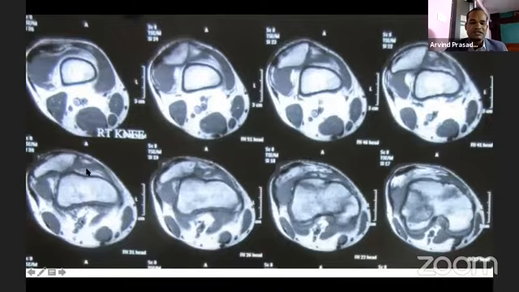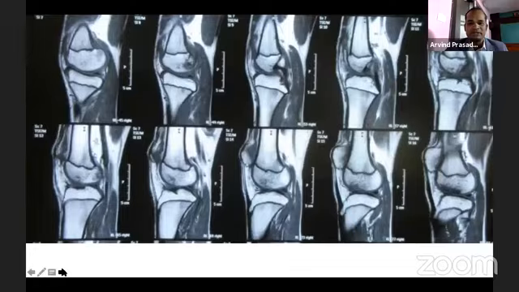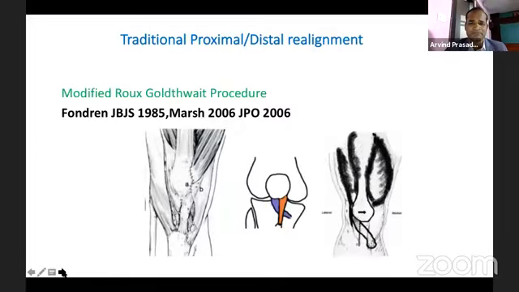Here you can see the torn MPFL with some grade of trochlear dysplasia also, and there was a little bit of patella alta also. So all the three components were there, but since this was the pediatric age group, usually in the pediatric age group the bony procedure is not recommended. So only soft tissue procedure should be done.